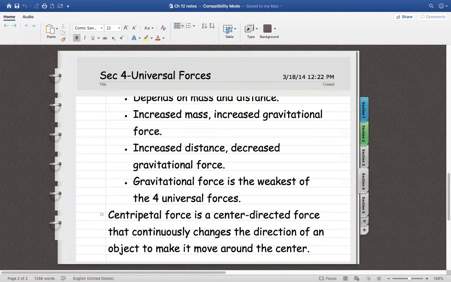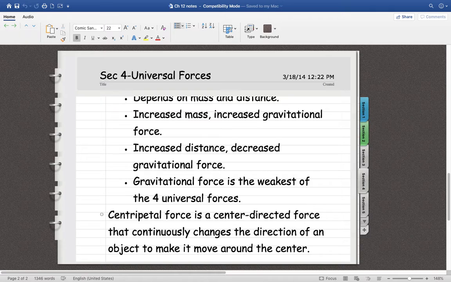This is called centripetal force. Centripetal force is a center-directed force that continuously changes the direction of an object to make it move around a circle or a center. This would be like a satellite orbiting, like the moon orbiting around us. You ever taken a bucket full of water or sand and you grab it by the handle and you start swinging it around, and the water and the sand stay in the bucket? That's centripetal force.